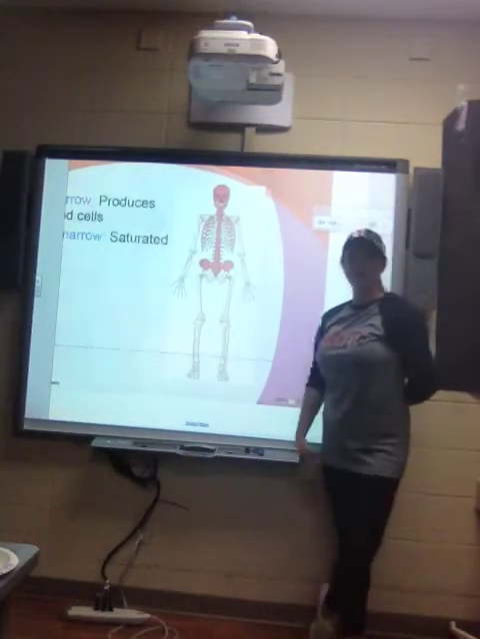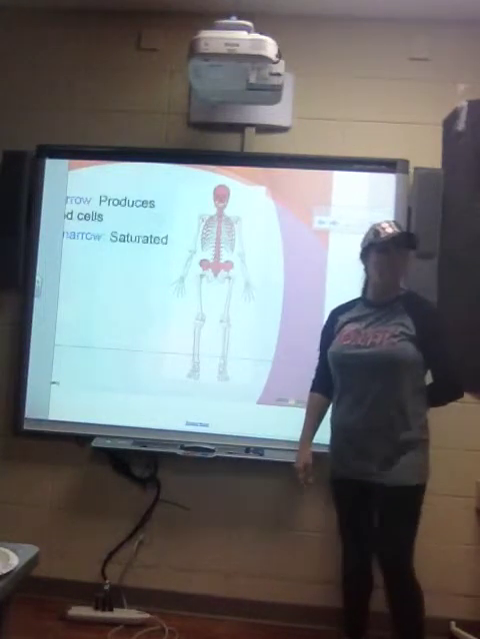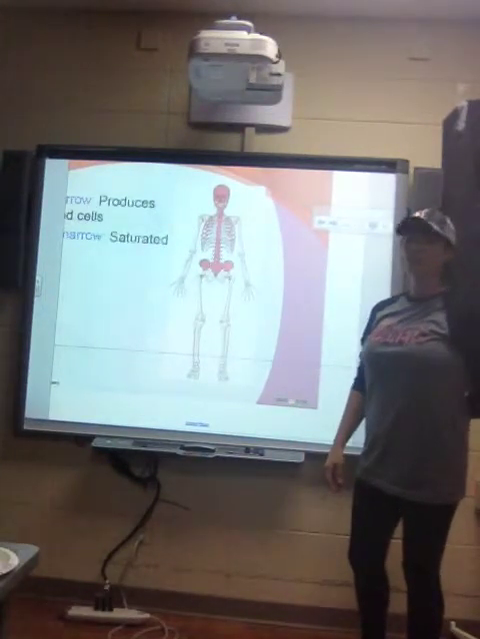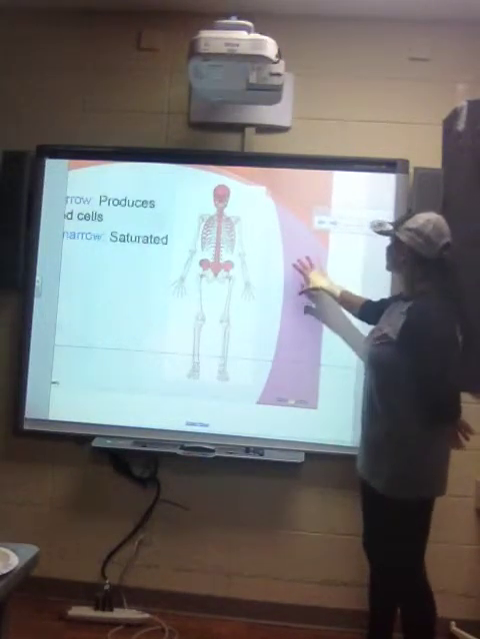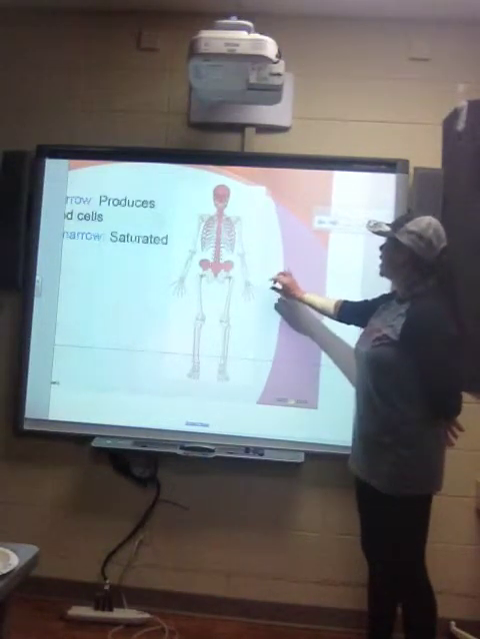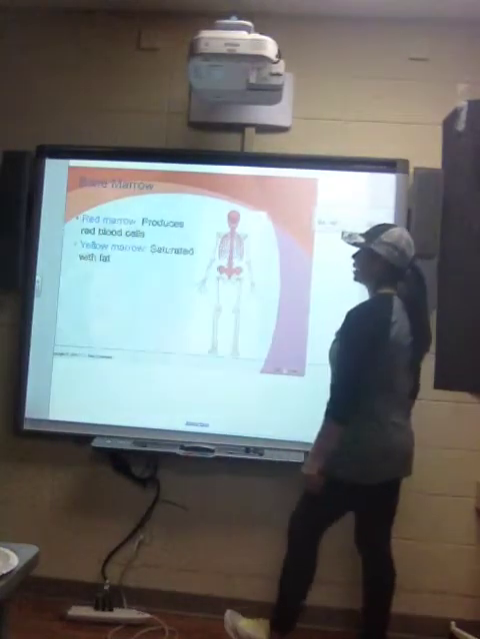So red bone marrow, like it sounds, makes red blood cells, or makes blood cells itself. What about the head? Why is the head the same color? That's flat bone and irregular bone.